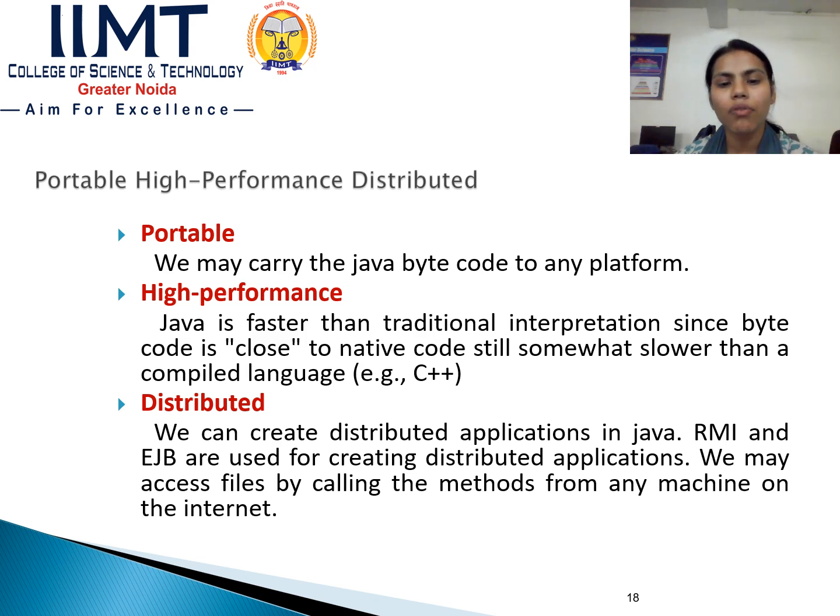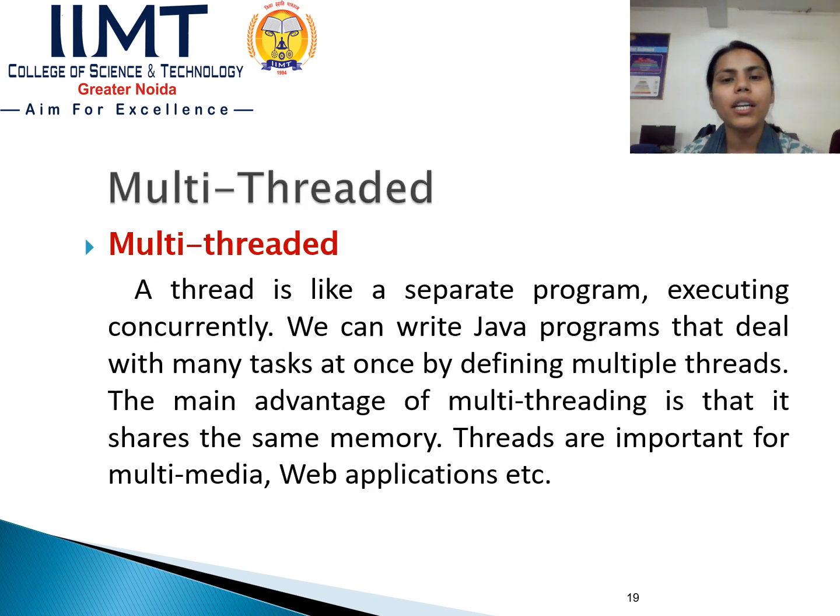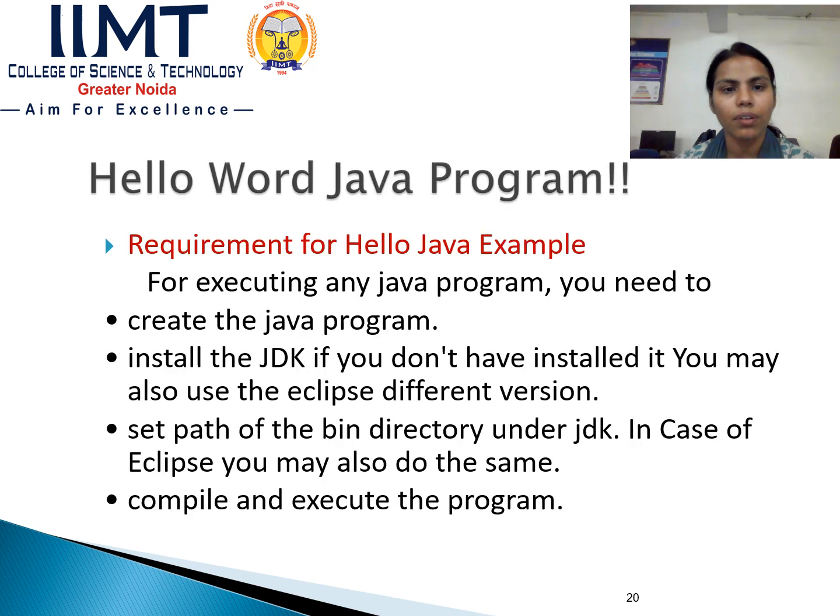We may access files by calling these methods from anywhere on the internet. Multi-threaded: a thread is like a separate program executing concurrently. We can write a Java program that deals with many tasks at once by defining multiple threads. The main advantage of multi-threading is that it shares the same memory. Threads are important for multimedia, web applications, etc.